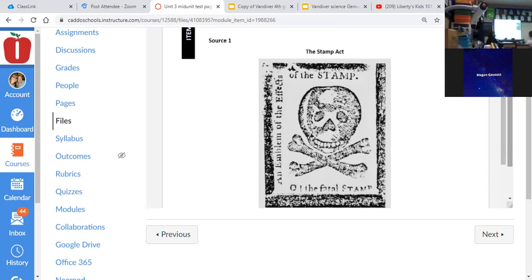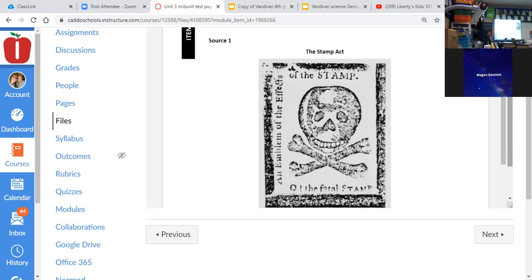Alien colonists. Why am I upside down? Oh, my pictures are here. Okay, so that stamp says all emblems of the effects of the fatal stamp.